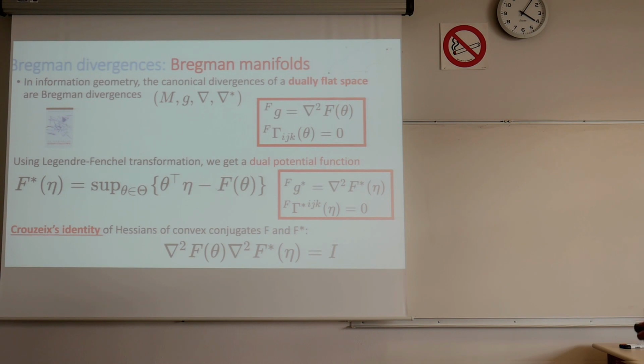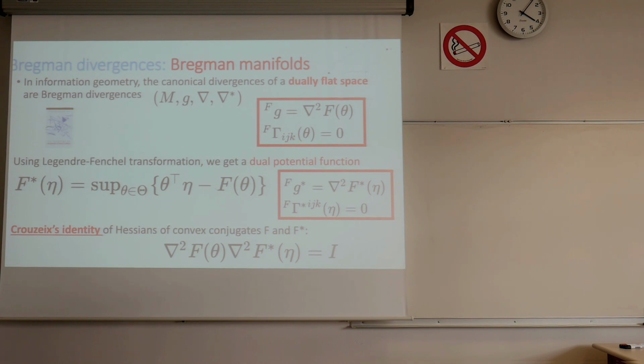And if you take the Legendre function transformation, you will get a dual potential function or dual Bregman generator, F star here. It's again convex and a proper generator. And for the dual coordinate eta, you will find that the dual Riemannian metric G star here is again the Hessian of the dual potential function, and that the associated affine connection is also flat because in the eta coordinate system it's 0, right?